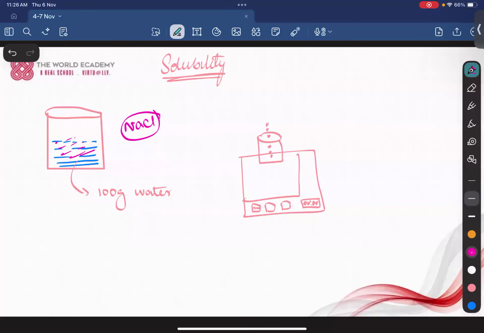What you will see is that after 38 gram of NaCl has been added, the salt is not dissolving further and the solution has become saturated. We have noted down the temperature, which is 40 degrees Celsius. Now after dissolving 38 grams of NaCl at 40 degrees Celsius, the water is not taking any more salt.